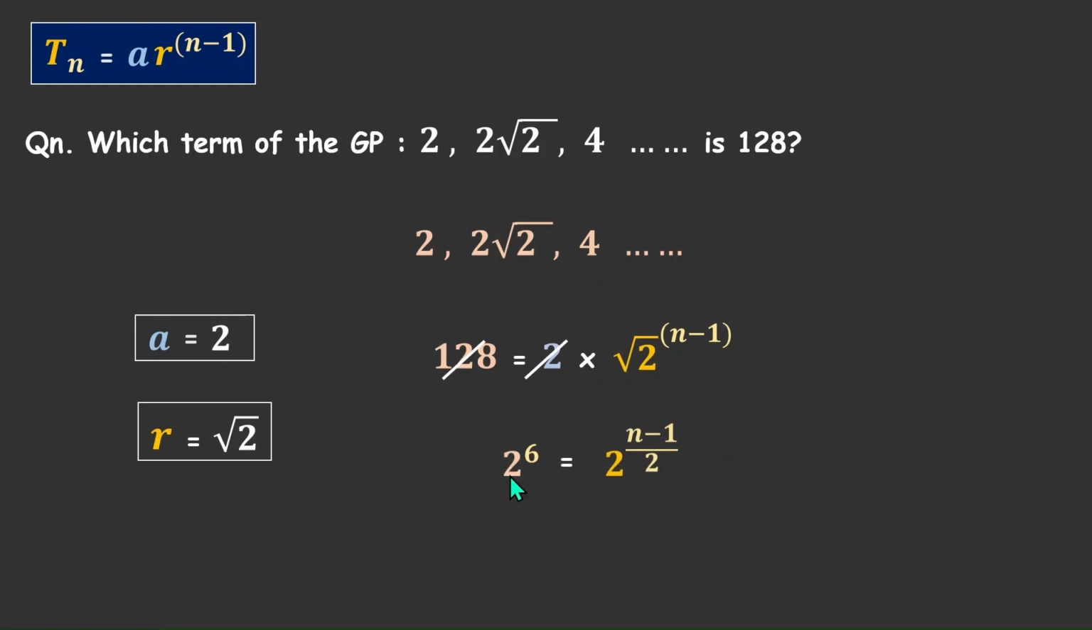Now on the left side we have 2 raised to power 6. On the right side we have 2 raised to power n minus 1 divided by 2. For them to be equal, the powers have to be equal. So from this we get that 6 is equal to n minus 1 divided by 2. Now this is a simple linear equation with one variable. We can cross multiply both sides by 2 to give us 12 is equal to n minus 1. Now we add 1 on both sides, so we get 13 is equal to n. And that is what we had to find. 128 is the 13th term of this geometric progression. So that's all about it.